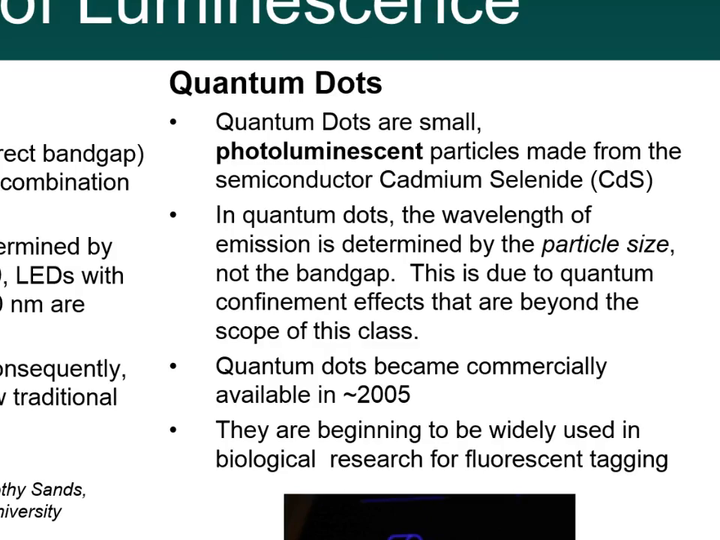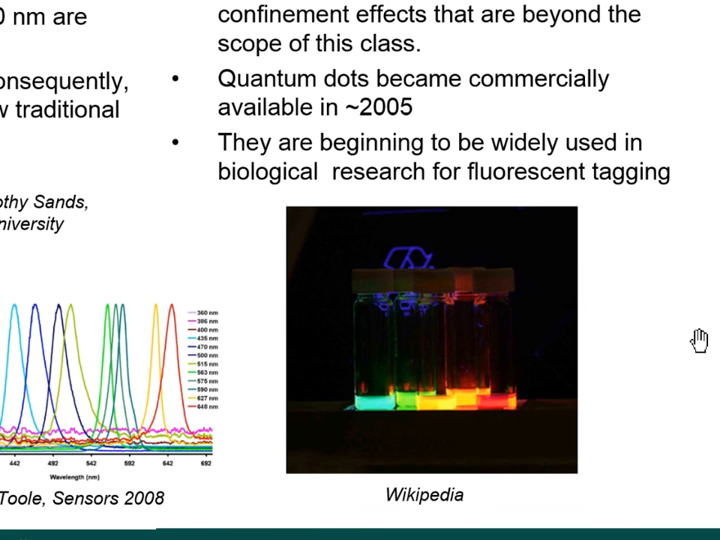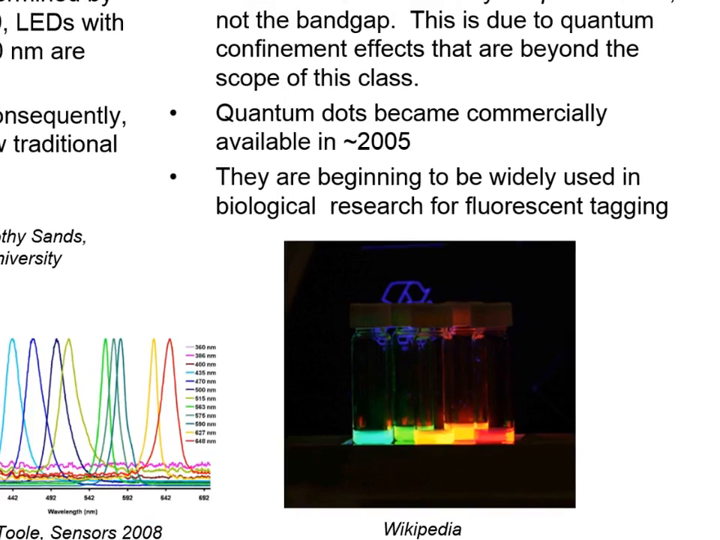So quantum dots became commercially available in 2005. They're widely used in biological research for fluorescent tagging, although there's some concern that they are toxic to cells. Nonetheless, they are used in various types of research. You can see that these nanoparticles, small particles, have different colors depending on what their size is.